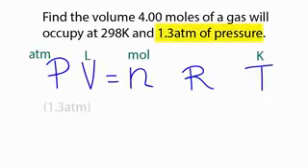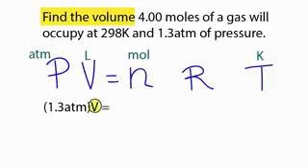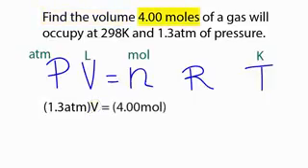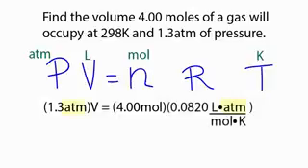I see that pressure is 1.3 atmospheres. We're solving for volume, and that equals the 4 moles times R, and I'm going to use the R that you use when you have pressure in atmospheres. And then temperature in Kelvin, we have 298. So we have the problem set up. Now we just need to get volume by itself.